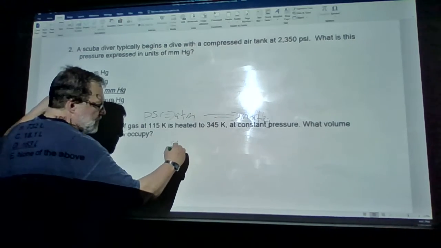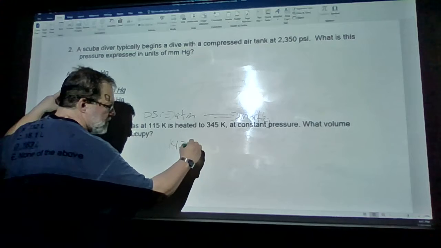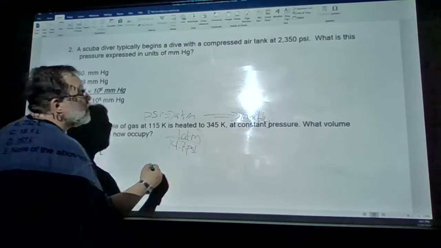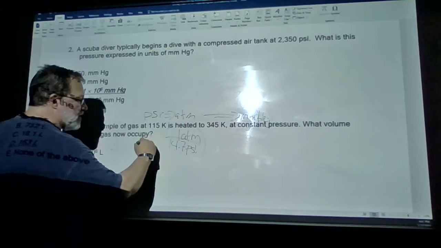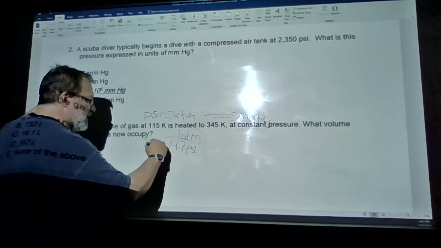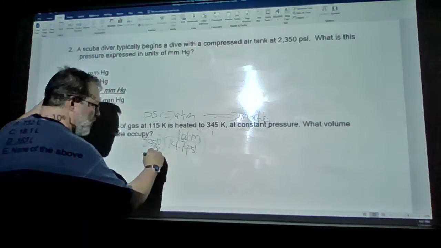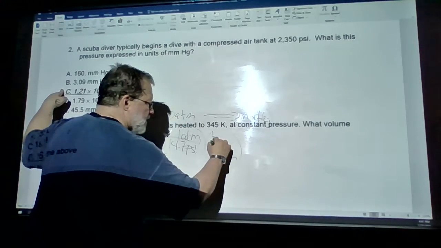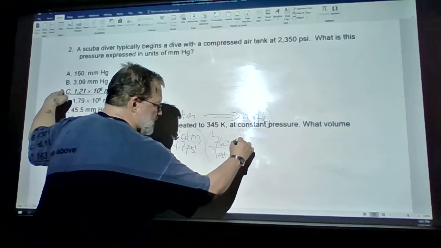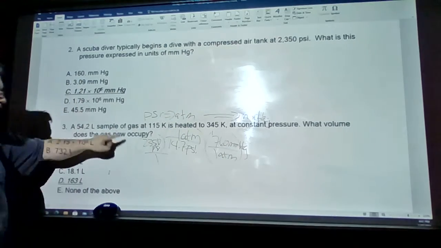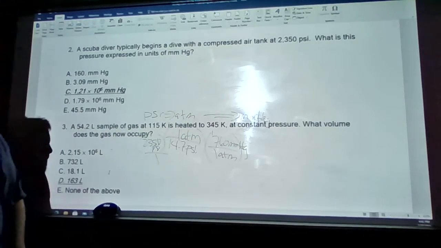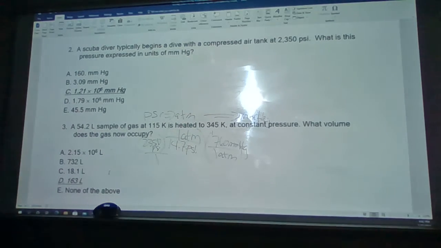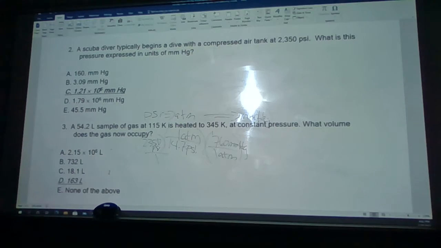So there are 14.7 PSI for 1 ATM. We are at 2,350 PSI over 1 ATM, 760 millimeters of mercury. So it's 2,350 divided by 14.7 times 760. Our answer here is 1.21 times 10 to the 5th millimeters of mercury.